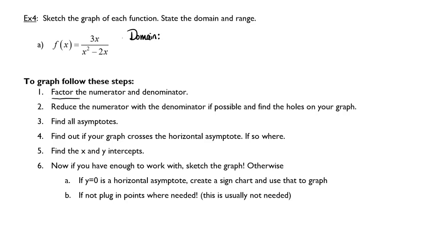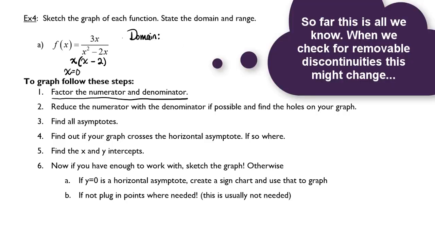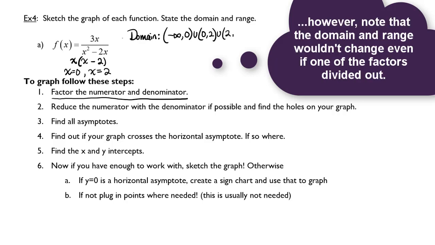So our first step is to factor the numerator and denominator. The numerator is already factored, it's just 3 times x. The denominator is x times x minus 2, which means that there are 2 vertical asymptotes in the denominator. There's a vertical asymptote at x equals 0 and a vertical asymptote at x equals 2. So the domain of this function is from negative infinity to 0, union 0 to 2, union 2 to infinity.